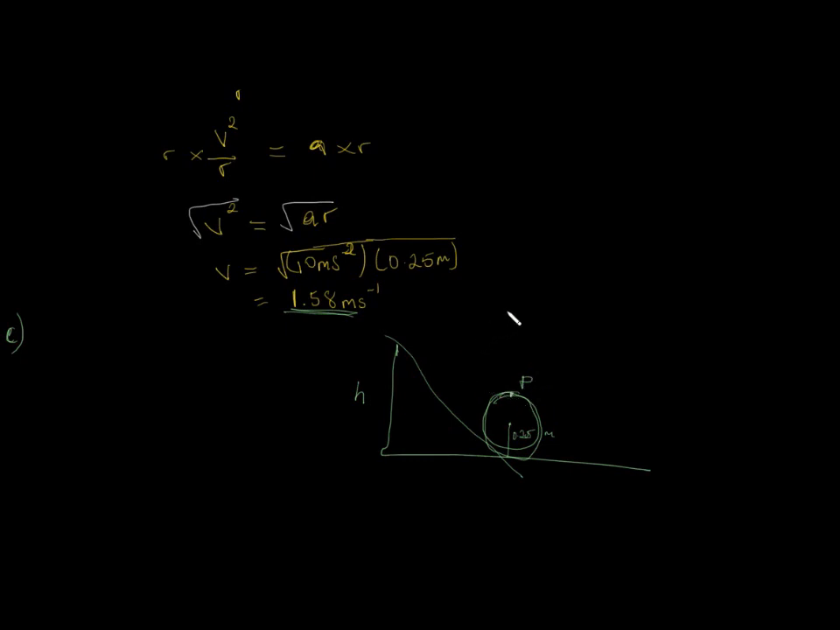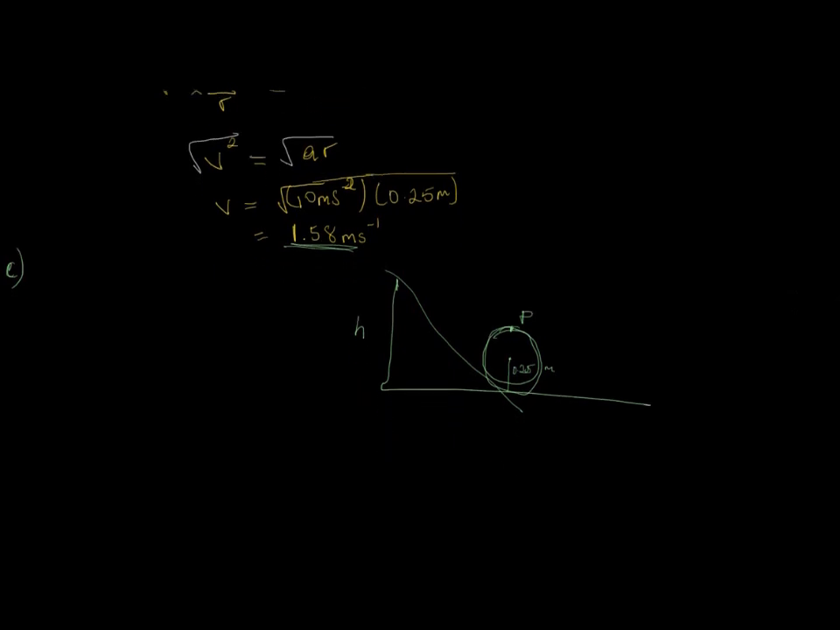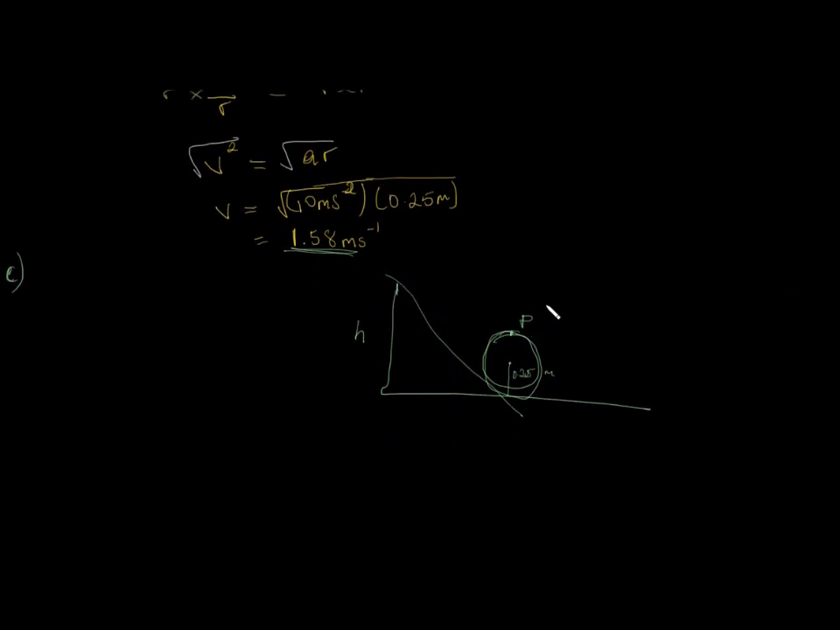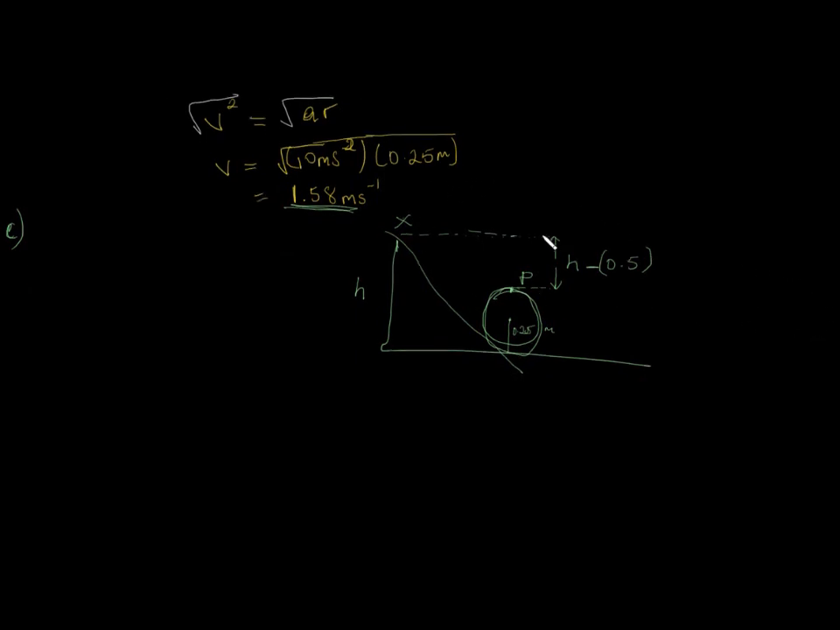Now, because we're ignoring any effects of friction, we assume that the energy throughout the system is conserved. So we can look at it as a change in energy due to the change in height. There's a height difference between point X, let me label it, and point P, and we can say that that height difference is h minus 0.5, which is the diameter of the circle.